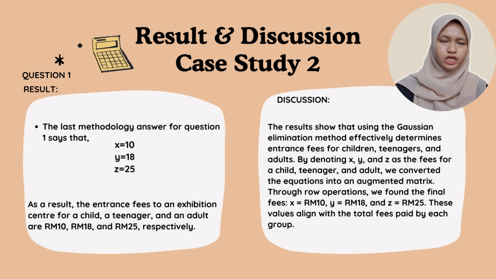First, for results, question number 1. The last methodology answer for question 1 states that x equals 10, y equals 18, and also z equals 25. As a result, the entrance fees to an exhibition center for a child, a teenager, and an adult are RM10, RM18, and RM25 respectively.